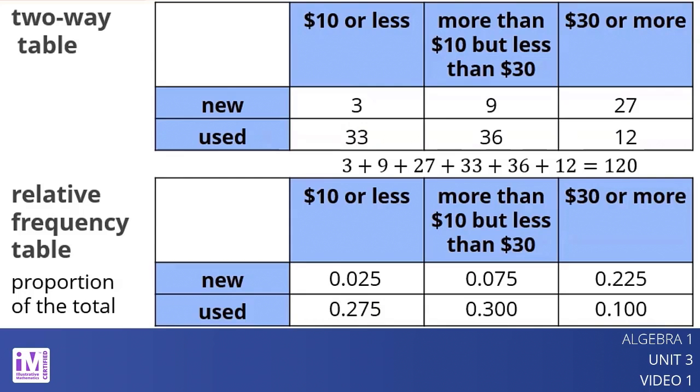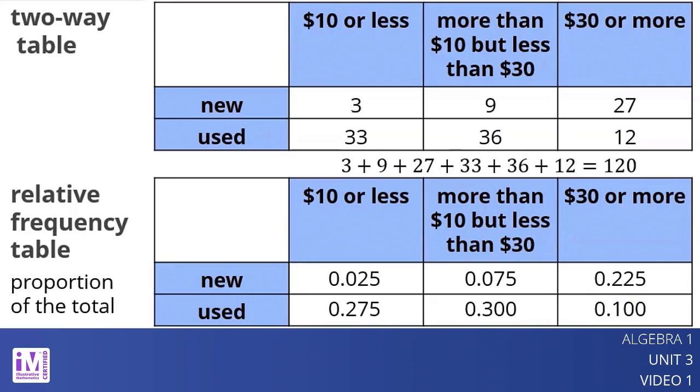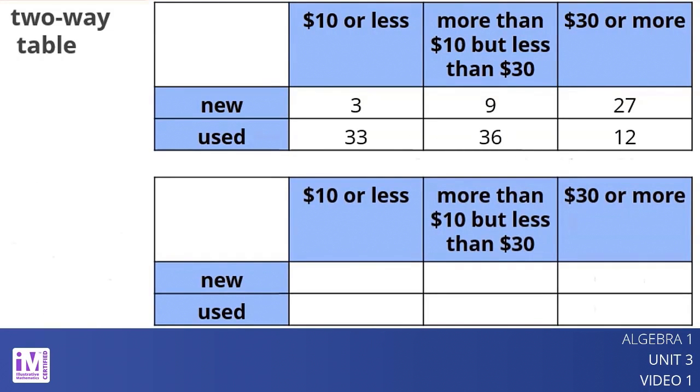Using this two-way relative frequency table, you can see that 2.5% of the new books are also inexpensive, and that 10% of the books in the bookstore are both expensive and in used condition. In other situations, it makes sense to examine row or column proportions in a relative frequency table.